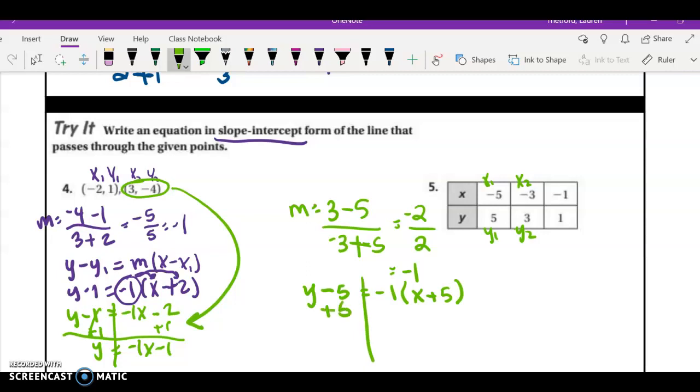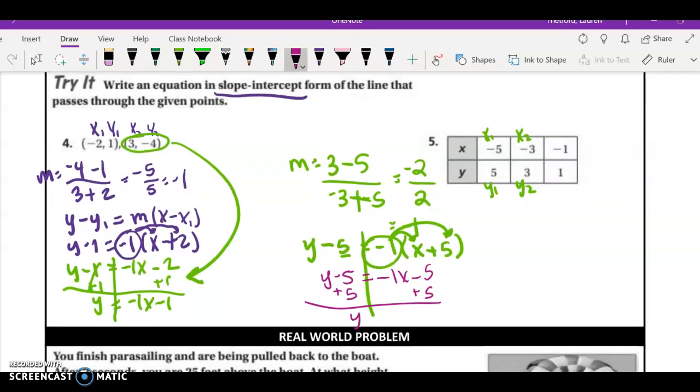I'm going to add 5 to both sides. Oh, no, I'm not. I made a mistake. I need to distribute through the parentheses first. So I get negative 1x minus 5 equals, and then bring down what I haven't used yet. Now I can add 5 to both sides, and that gives me y equals negative 1x plus 0, or you can just leave it as y equals negative 1x.